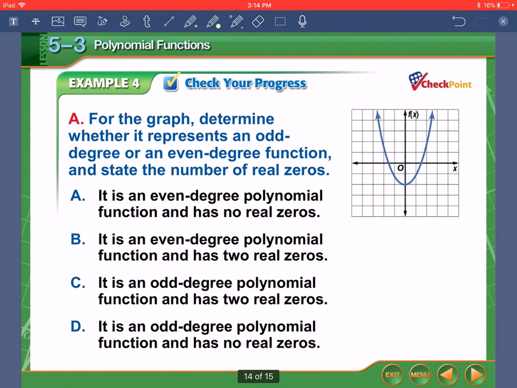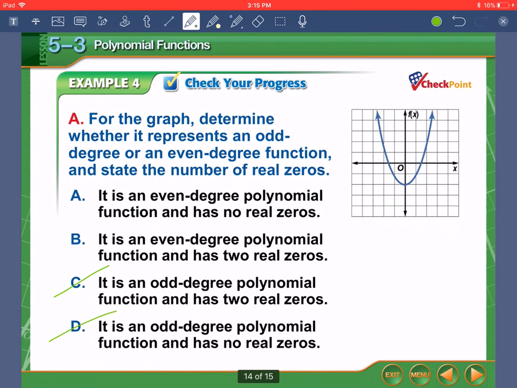Moving on, for this graph we're determining whether it's an odd or an even degree, stating the number of real zeros. We're also going to talk about the lead coefficient and the end behaviors. So this graph has to be an even degreed polynomial. And the reason why is because it begins and ends going the same direction. So it has to be even degreed.